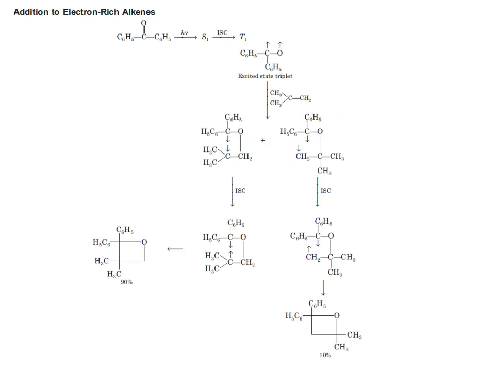So now the first mechanism we are going to discuss is the addition to electron-rich alkenes. Mechanistic studies have shown that the reaction pathway varies according to the type of carbonyl compound and alkene used in this Paternò–Büchi reaction. Addition of simple aliphatic or aromatic ketones to an electron-rich alkene involves attack on the ground state alkene by the n-π* triplet state of the carbonyl compound in a non-concerted pattern, giving rise to all possible isomers of the oxetane.